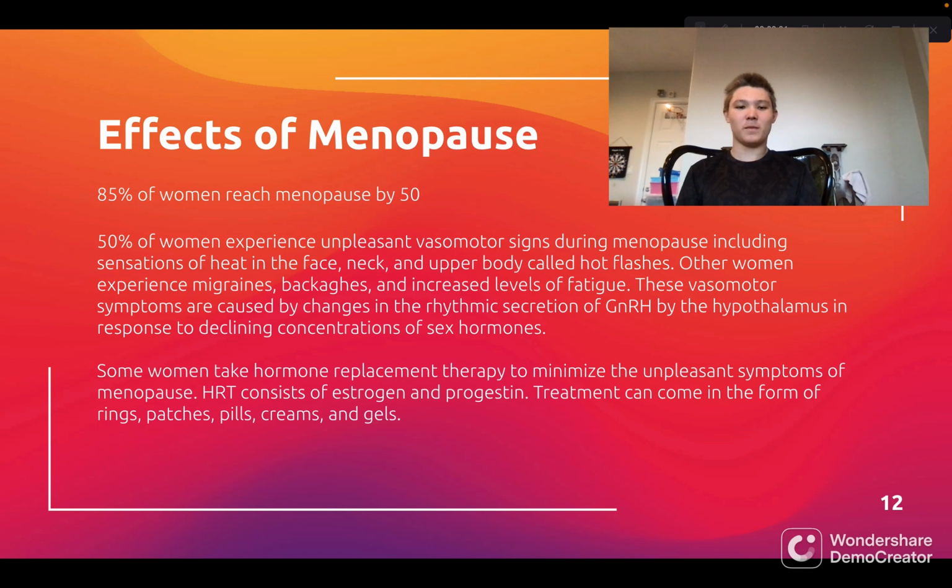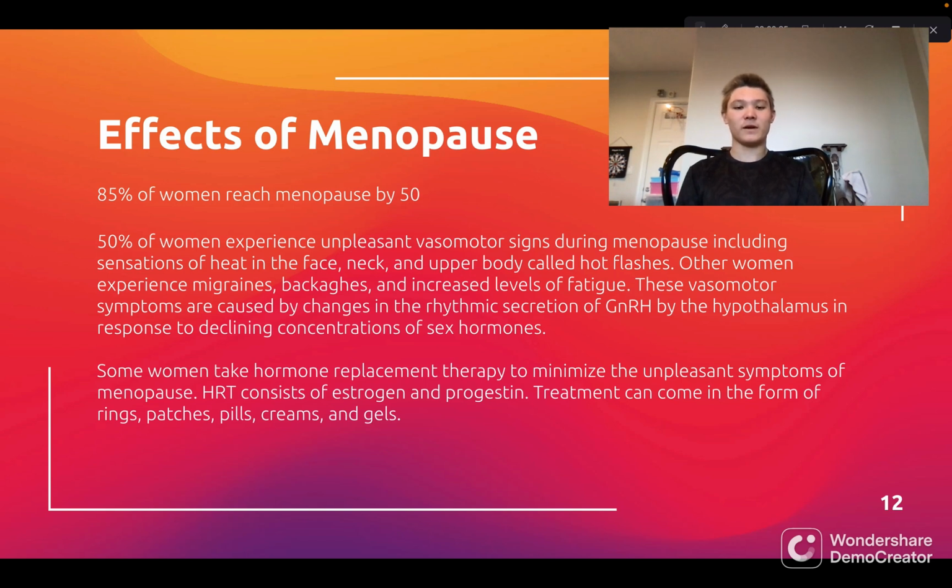What are the effects of menopause? Due to changes in the rhythmic secretion of GnRH by the hypothalamus from the declining concentration of estrogen and progesterone, 50% of women experience unpleasant vasomotor signs during menopause, including sensations of heat in the face, neck, and upper body called hot flashes. Other women experience migraines, backaches, and increasing levels of fatigue.